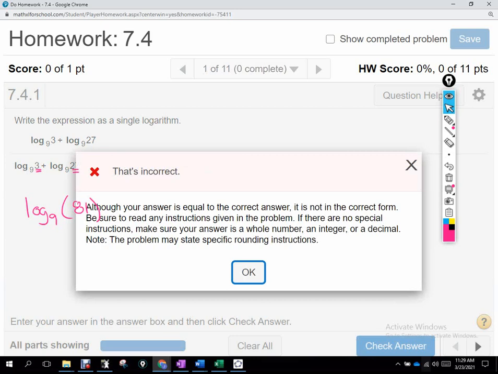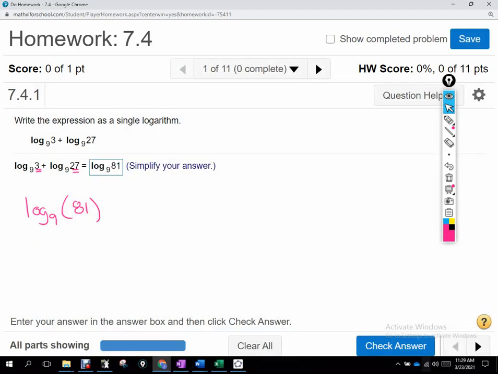It says although your answer is equal to the correct answer, it is not the correct form. Be sure to read any instruction given in the problem. It basically says simplify your answer. Here's my question to you. If I gave you a question and you typed it in as 2/4, it's going to tell you to simplify. You would simplify it to 1/2. So 2/4 is a symbol for another number, 1/2, right? Log base 9 of 81 is another one of those things.